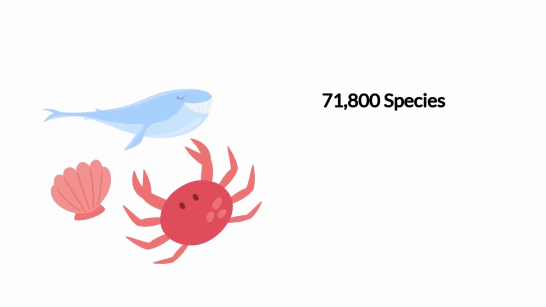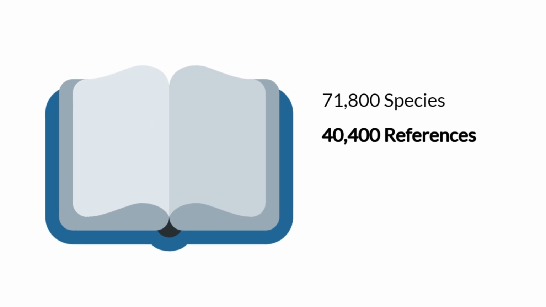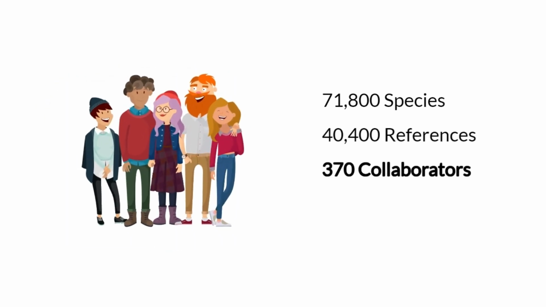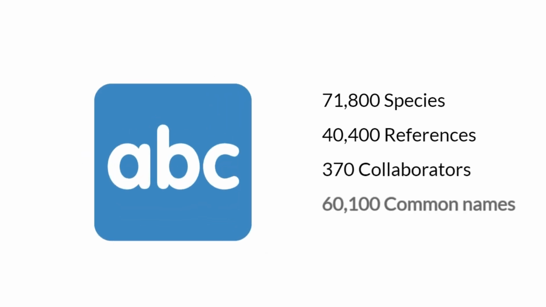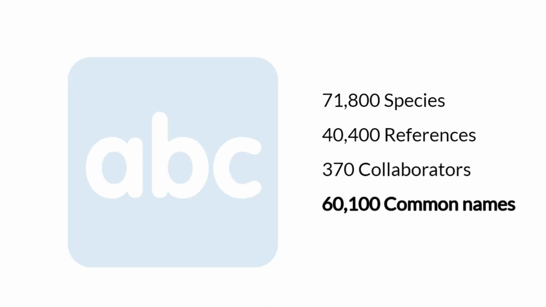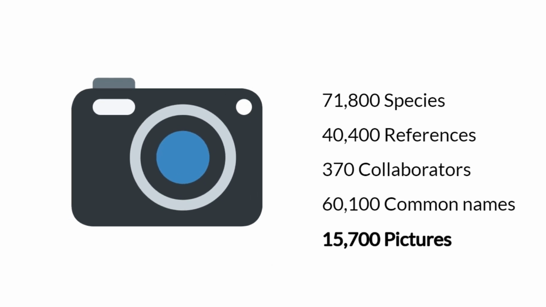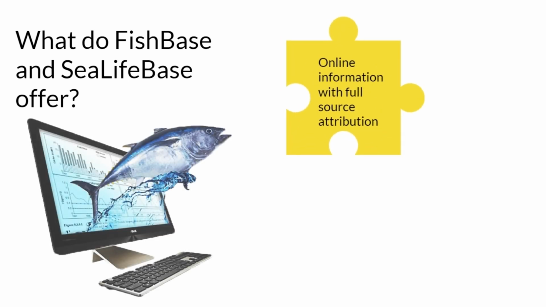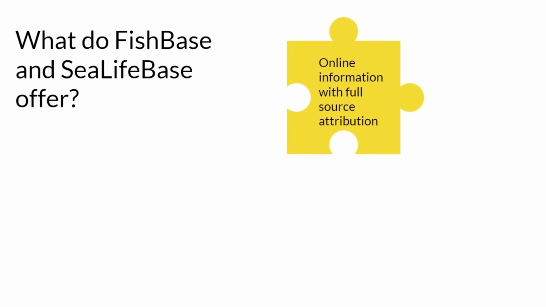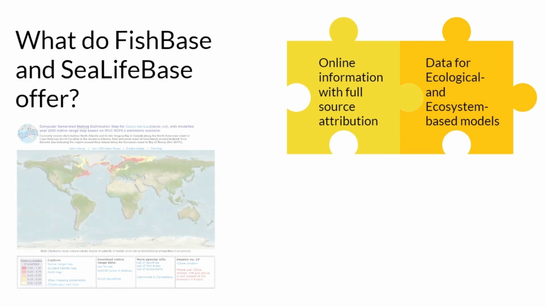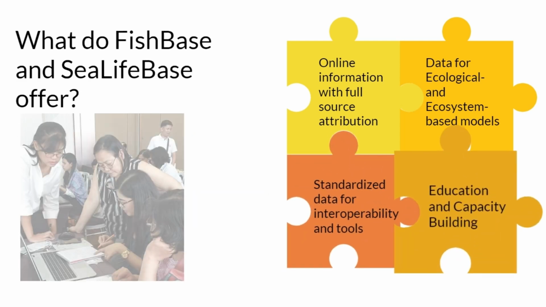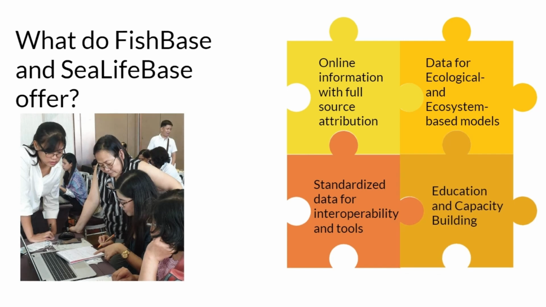SeaLifeBase currently covers nearly 71,800 species, compiled from over 40,400 references, and is in partnership with about 370 collaborators. The database contains almost 60,100 common names and 15,700 pictures. FishBase and SeaLifeBase both offer online information with full source attribution, data for ecological and ecosystem-based models, standardized data for interoperability and tools, and serve as a resource for education and capacity building.